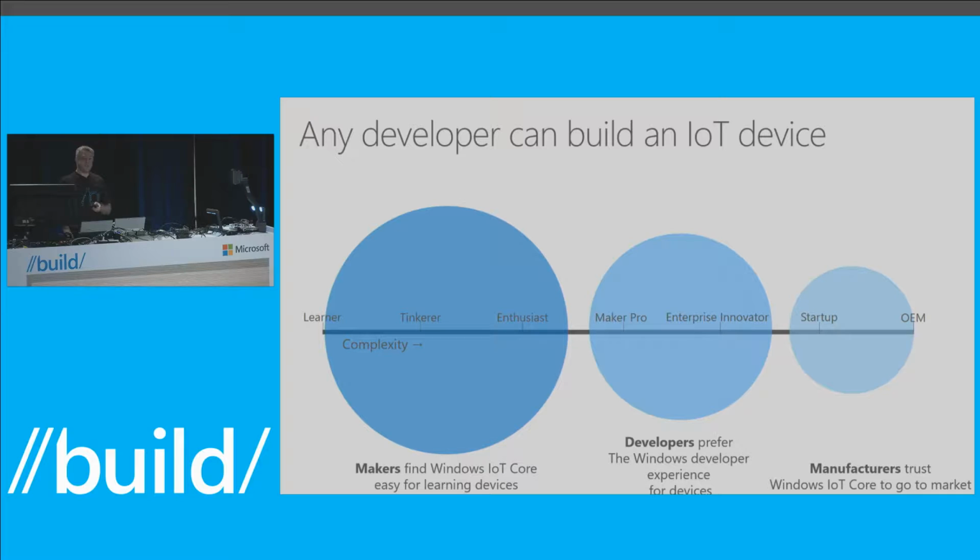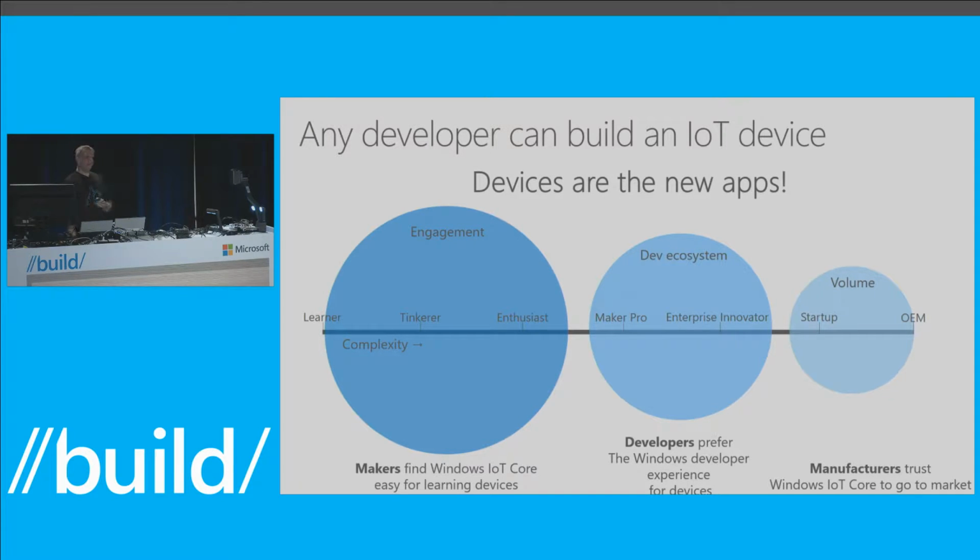And the last are the startups and OEMs making up manufacturers. We want manufacturers to trust Windows IoT Core to go to market. And as you can see, each of these bubbles is growing smaller and smaller. The reason for that is because the first is really an engagement play. The second is the dev ecosystem play. And the third is a volume play.